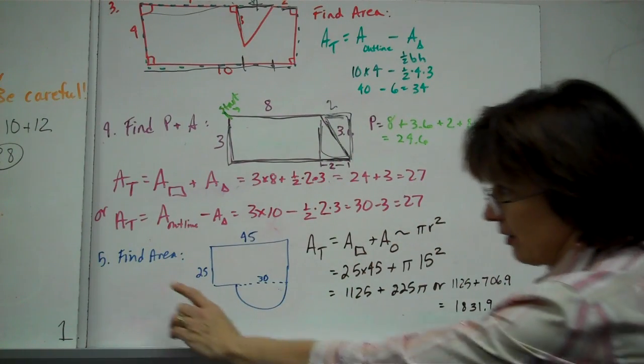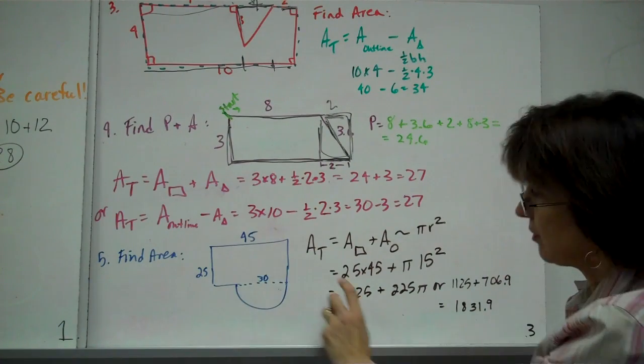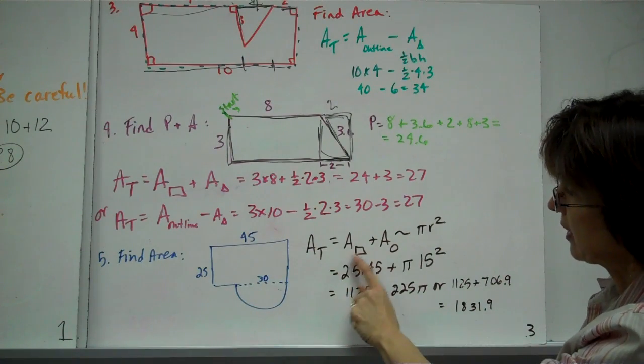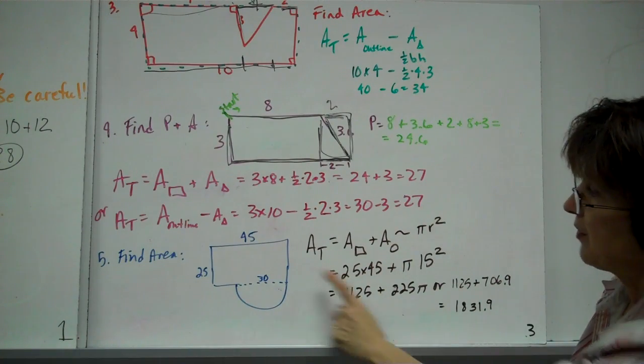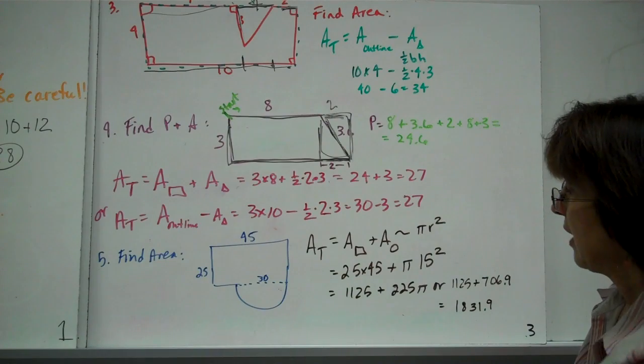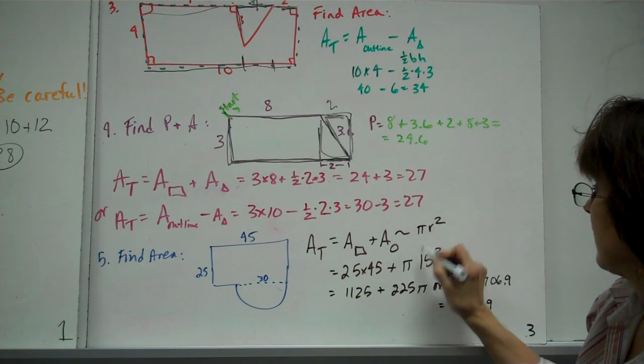Okay, another one on this one. This is a different one. It's got a half circle plus a rectangle. So to get the total area, we add the rectangle plus half the circle. So here we have 25 times 45 for the whole rectangle. And then I think I forgot to cut this in half. I did forget to cut it in half.